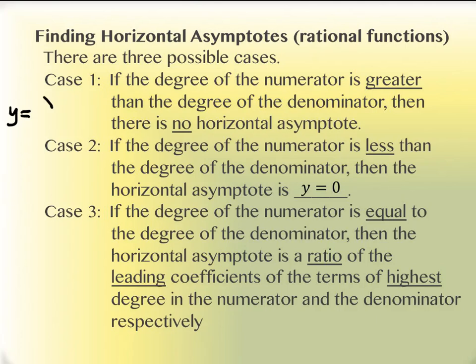So in order for the degree of the numerator to be larger, it could be something like this: x squared plus 1 over x minus 2. The degree of the numerator is 2. The degree of the denominator is 1. So there is no horizontal asymptote when this happens. There often is another type of asymptote. We're not getting into that at this exact moment, but there's no horizontal asymptote. Okay? Second case, we could actually just take that equation I just gave you and flip it upside down.